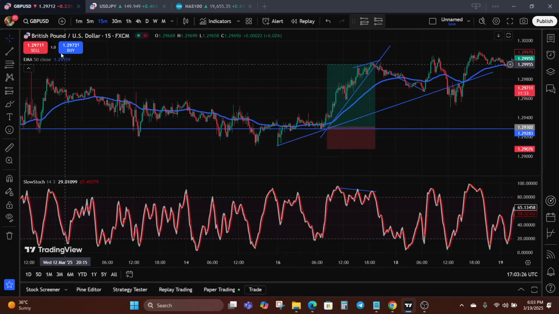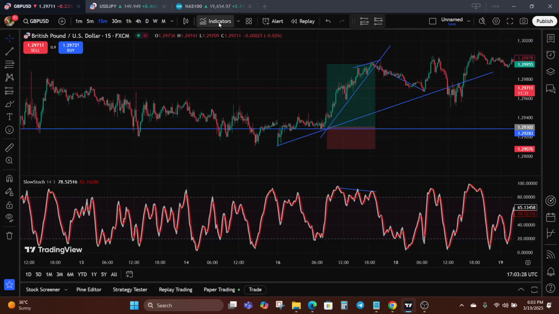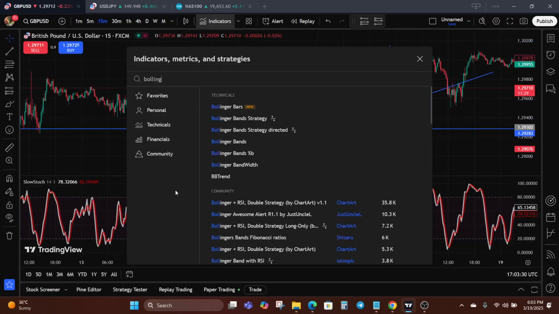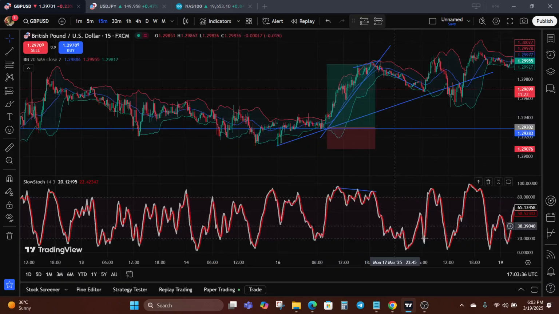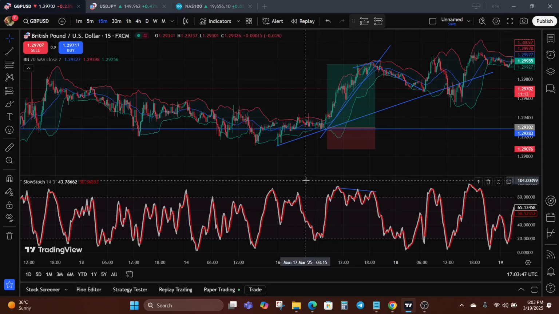Another indicator that you can decide to combine with the slow stochastic is the Bollinger Bands. When the slow stochastic reaches the extreme zones while price touches the outer Bollinger Bands, it strengthens the signal for a potential reversal. So using these combinations can help reduce false breakouts and give you a stronger edge in your trading.